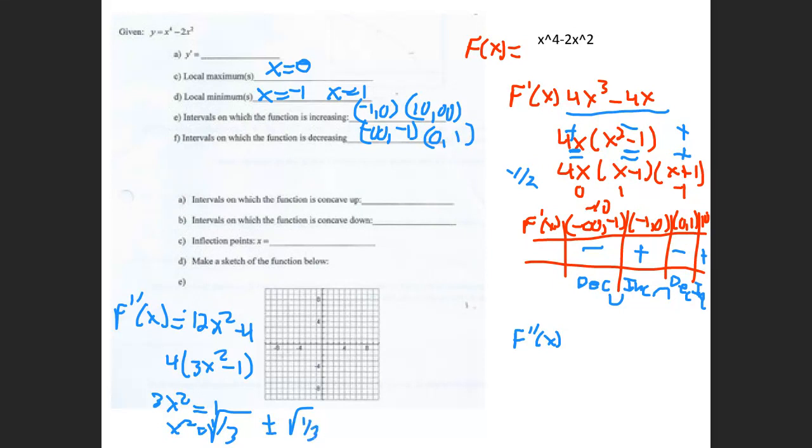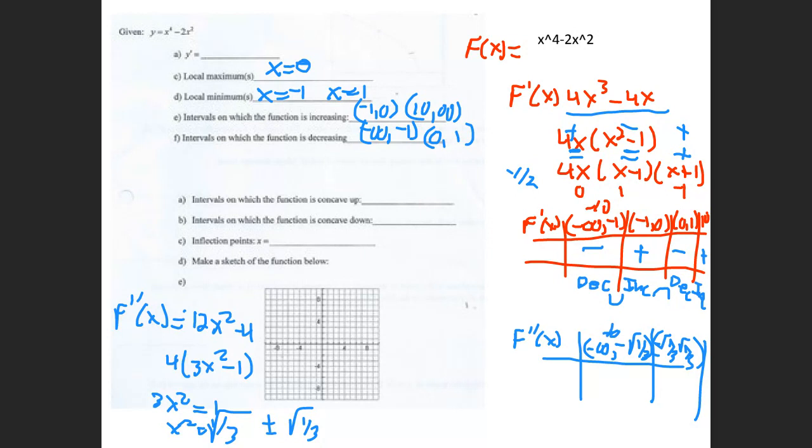So now my second derivative test, I've got negative infinity to negative square root of 1/3. Then I have negative square root of 1/3 to square root of 1/3. And then I have the square root of 1/3 to infinity. So if I did this, again, it doesn't matter if this is negative square root of 1/3. All I have to do is take a number that's smaller. So let's just take negative 10.